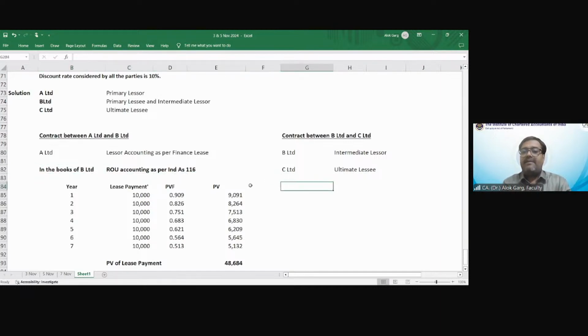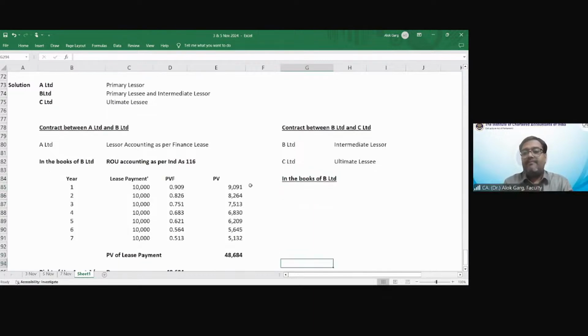This accounting is happening in the books of B Limited. Again, in the books of B Limited, as a second contract, as an intermediate lessor. What will we do as an intermediate lessor between B and C? What accounting will I do? I will do the lessor accounting. We have to do the lessor accounting.